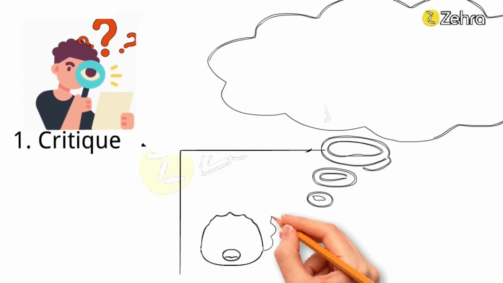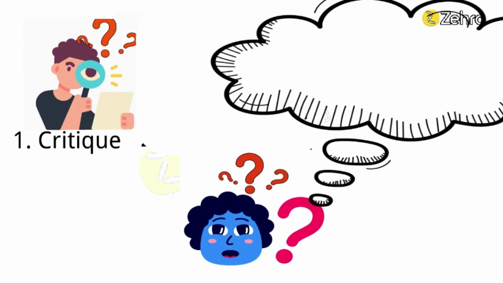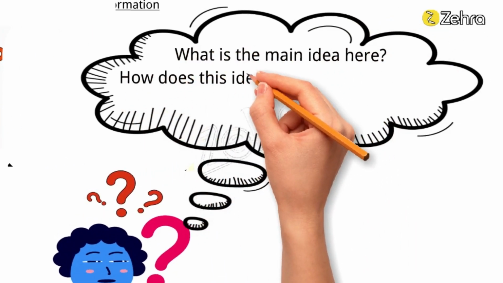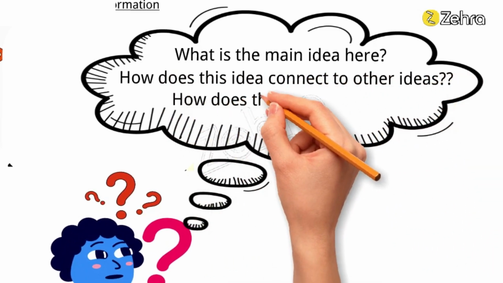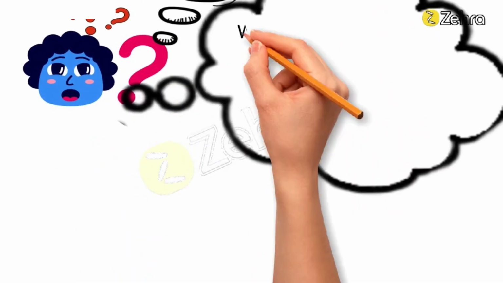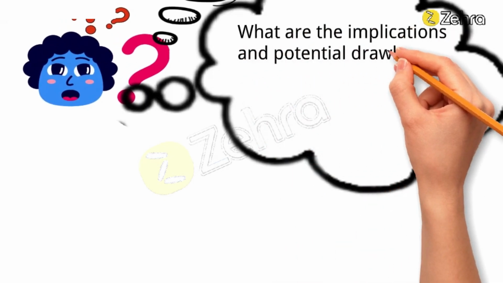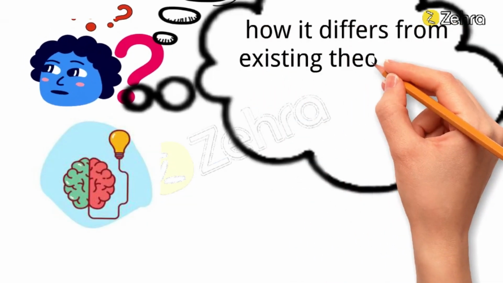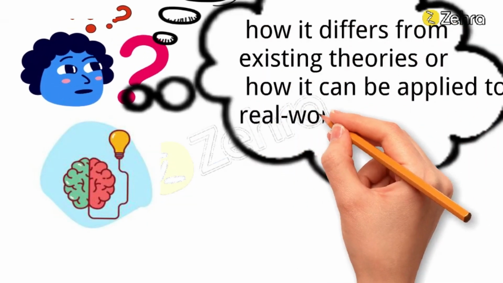Critique. This involves questioning the information. Ask yourself questions such as, what is the main idea here? Or, how does this connect to other ideas? How does it relate to what you already know? What are the implications and potential drawbacks? For example, when learning about a new theory, ask yourself how it differs from existing theories or how it can be applied to real-world problems.